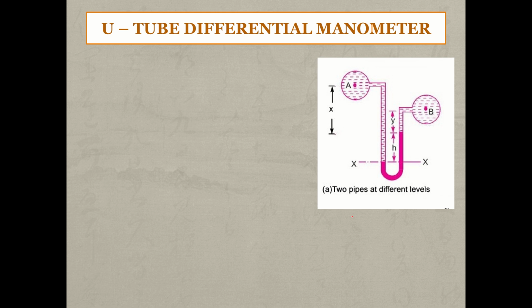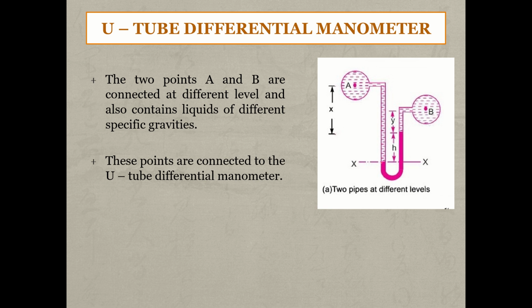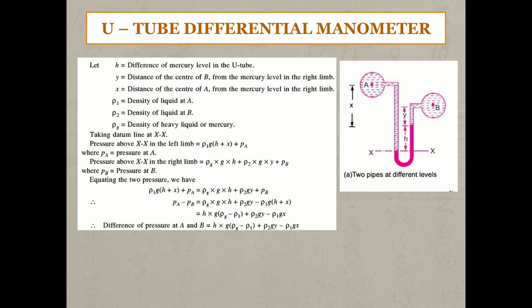So in this case, let's see when they are at different levels. You can see here we have 2 points A and B connected, which are at different levels. They are also having liquids of different specific gravity. So the liquid in A is different, the liquid in B is different, and both of them are connected to the U-tube manometer. Okay, and the difference of heavy liquid in the U-tube manometer is H. And as I've already told, let the pressures at A and B be PA and PB. So H is the difference of heavier liquid. In this case, let's say it's mercury, so H is the difference of mercury level in the U-tube.